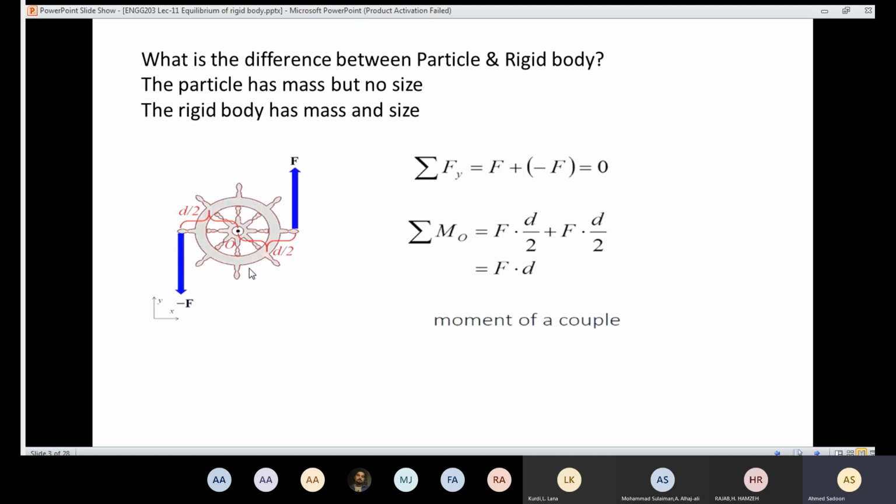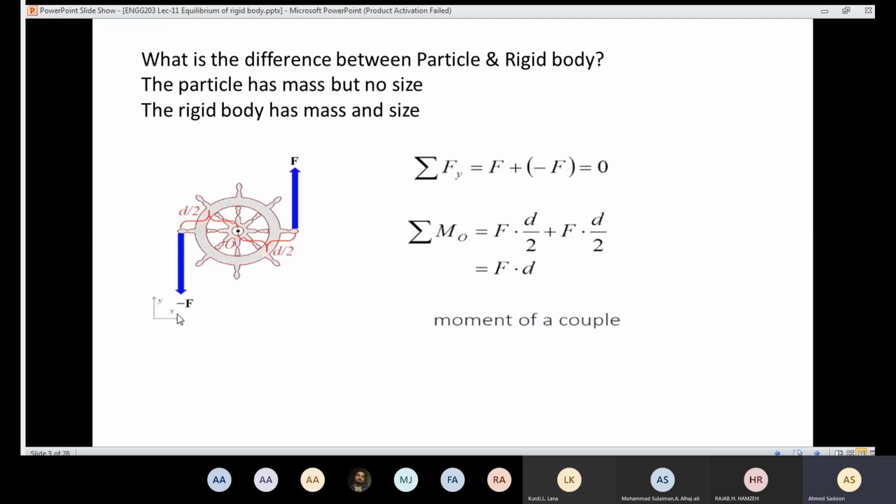You have forces, the summation of the forces is 0, but you are going to have a rotation. And we can notice here, because we have a rigid body, that that equation does not give us equilibrium. You could also put a force here and a force there with the same amount. The summation of the forces in the x direction is also going to equal 0, but you are going to have a rotation. So I cannot say that the rigid body is in equilibrium, because you have rotation.